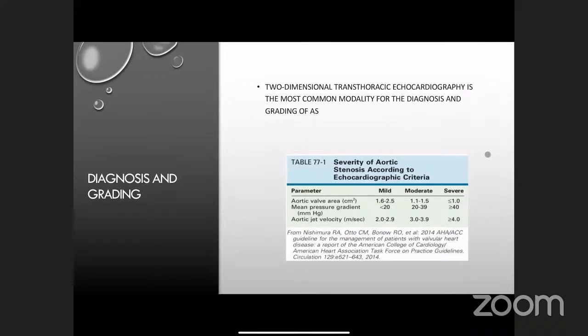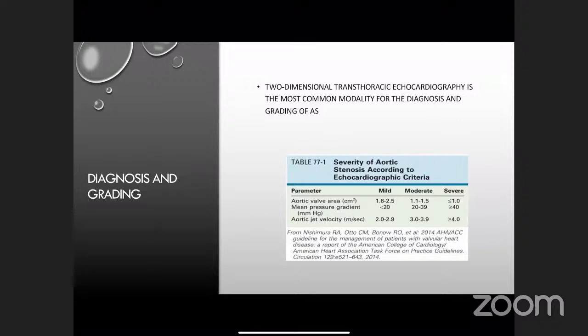Diagnosis and grading: two-dimensional transthoracic echocardiography is the most common modality for diagnosis and grading of aortic stenosis. As you see here, we can grade the aortic stenosis according to aortic valve area. 1.6 to 2.5 square centimeters is considered mild, moderate is from 1.1 to 1.5, and less than 1 is considered severe.